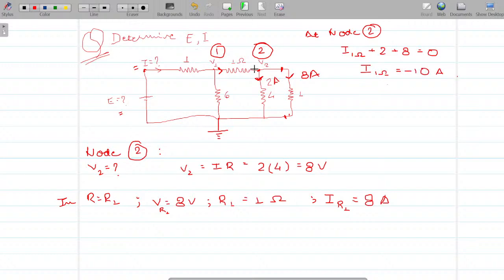So this was the direction here, like this, because we are considering all leaving currents. So in case I change the direction, what would be the value of current here? This would be 10 amperes. Am I clear? Am I clear? Okay, right?